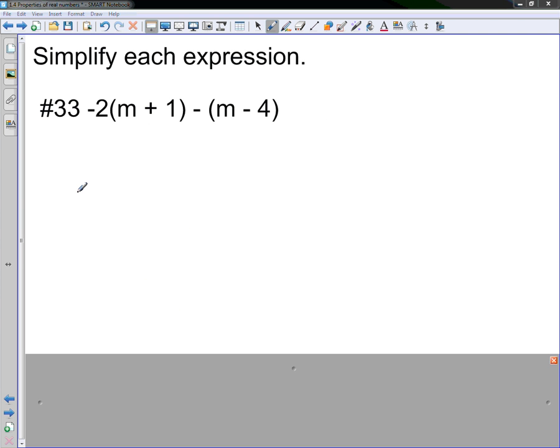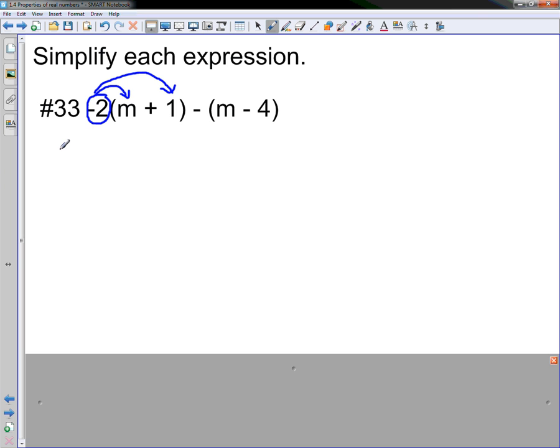Okay, so let's go back to the distributive property, but we're going to include like terms now. So after we distribute, there's going to be some stuff to work a little more with. So let's start with number 33. Notice that we actually have the distributive property happening twice in this problem. The first one is this negative 2 that's in front of my parentheses. So I'm going to take that and only distribute it into the parentheses it's attached to.